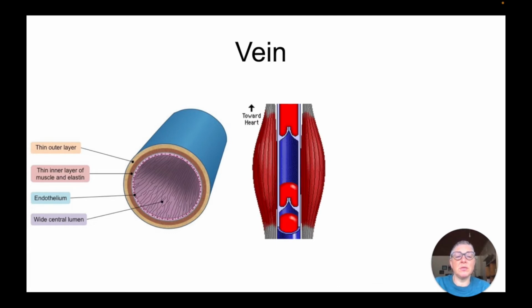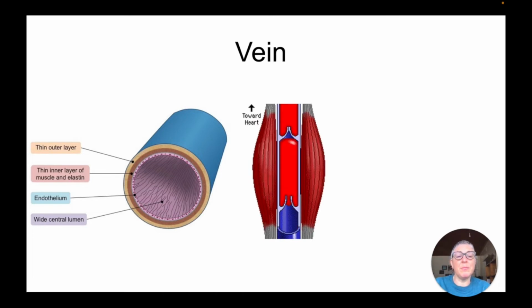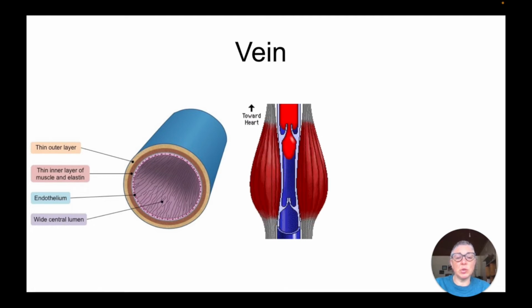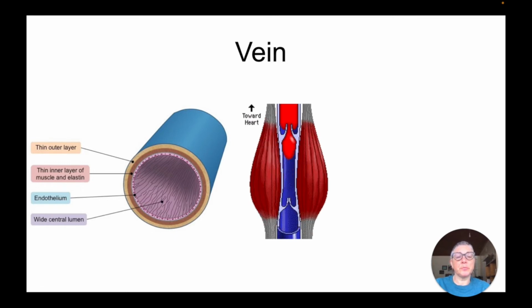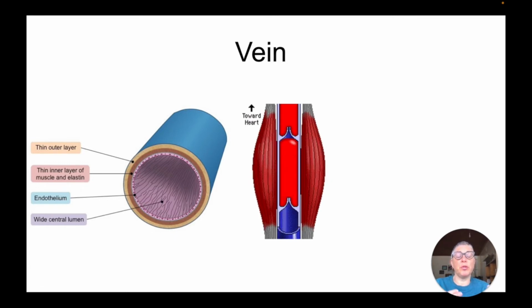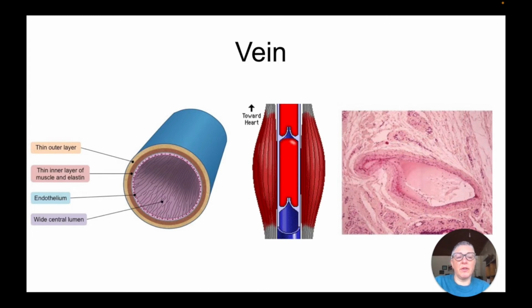Additionally, in veins, we have valves, and you can see in the animation that the muscles outside the vein tube are going to squeeze and push the blood and the valves open in order to move the blood through the body. And here we have, again, a microscope slide of a vein, and you can see that the lumen is quite large compared to the size of the blood vessel itself.